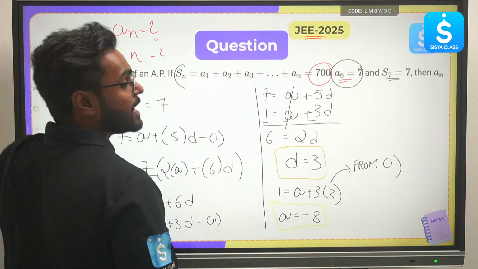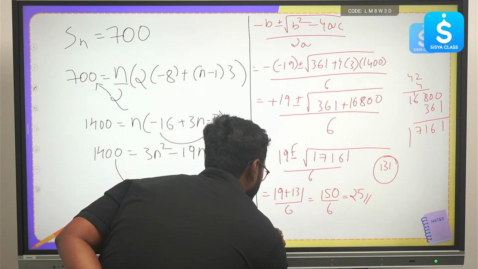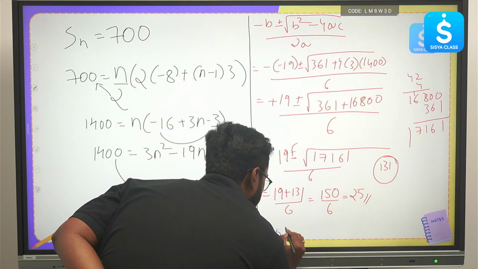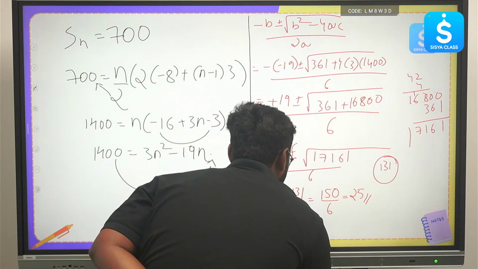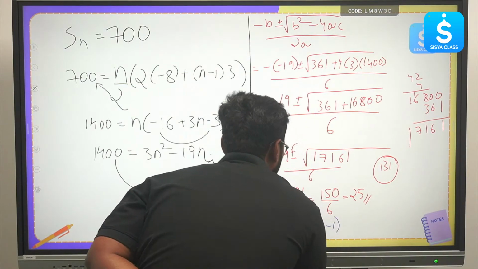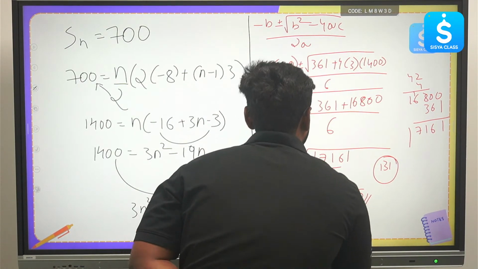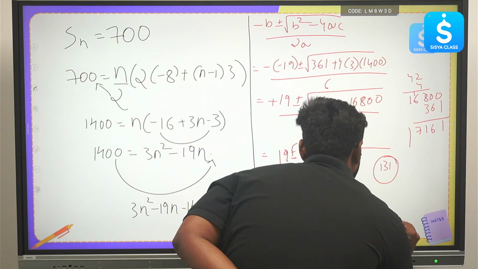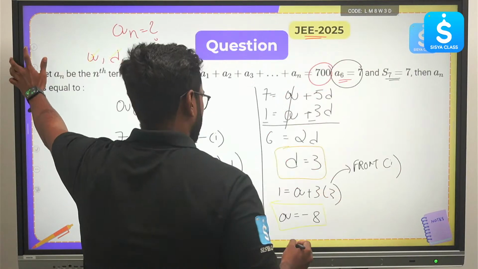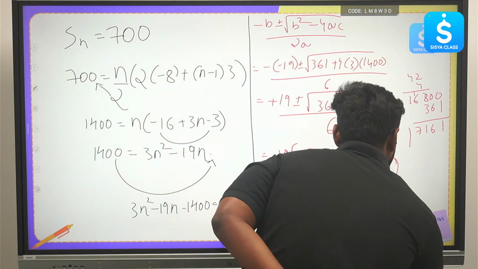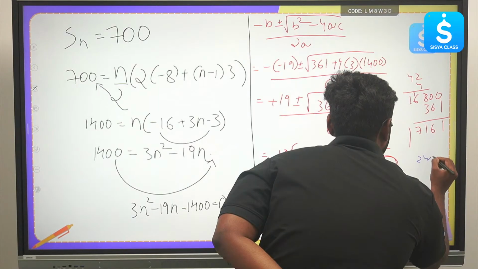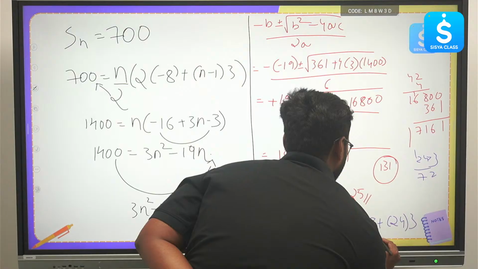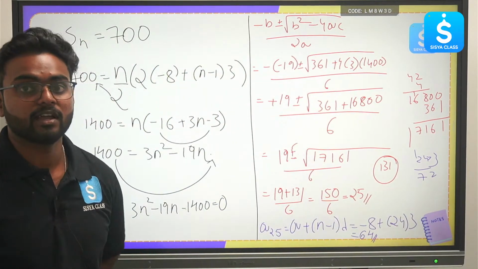What is he asking? He is asking a power n. That is a power 25, which equals a plus n minus 1 into d. We will be getting a. What is the value of a we have? We have a as minus 8 plus 24 into d. How much do we have for d? We have 3. So we'll be getting 24 into 3 is 72, minus 8, that equals 64, right? So the value of an, or a25, is 64.